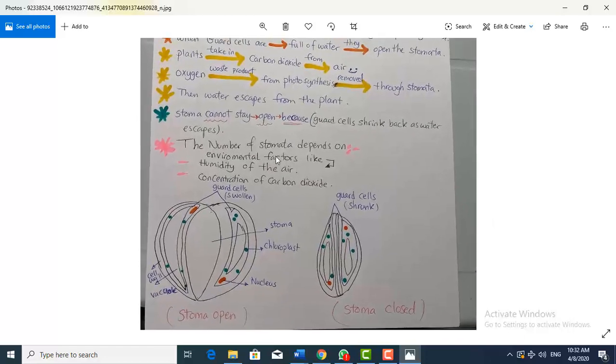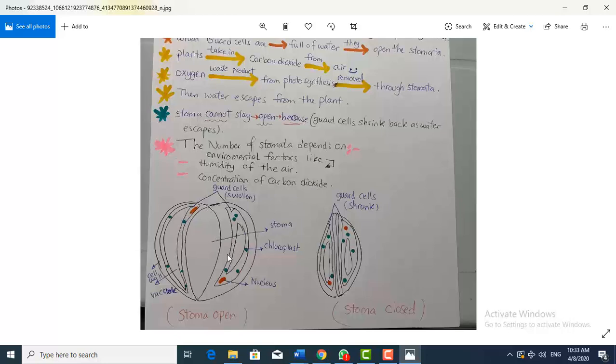Okay. Another important thing that you need to know is that the number of stomata depends on environmental factors. Like what? What does the number depend on exactly? On the humidity of the air and the concentration of carbon dioxide. Because the first thing the leaf does is take in carbon dioxide. So it's very important to know that the concentration of carbon dioxide and the humidity of the air are the things that the number of stomata depends on.